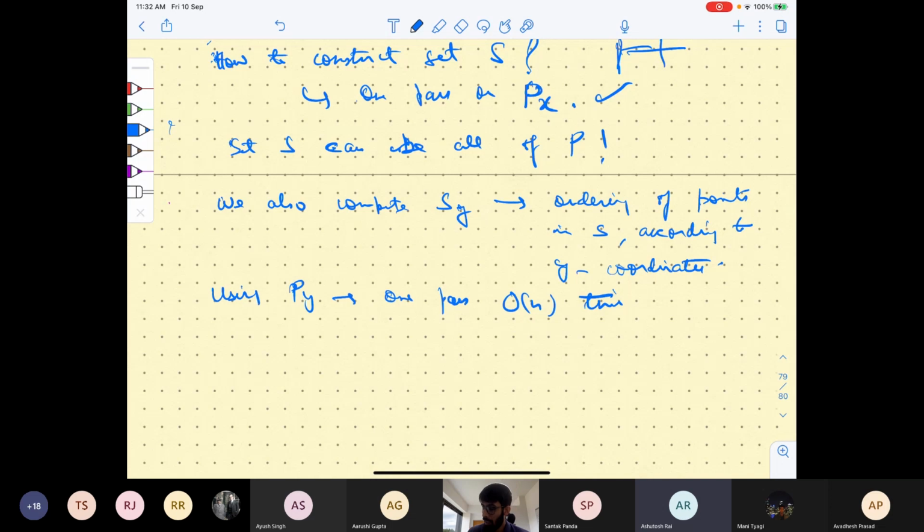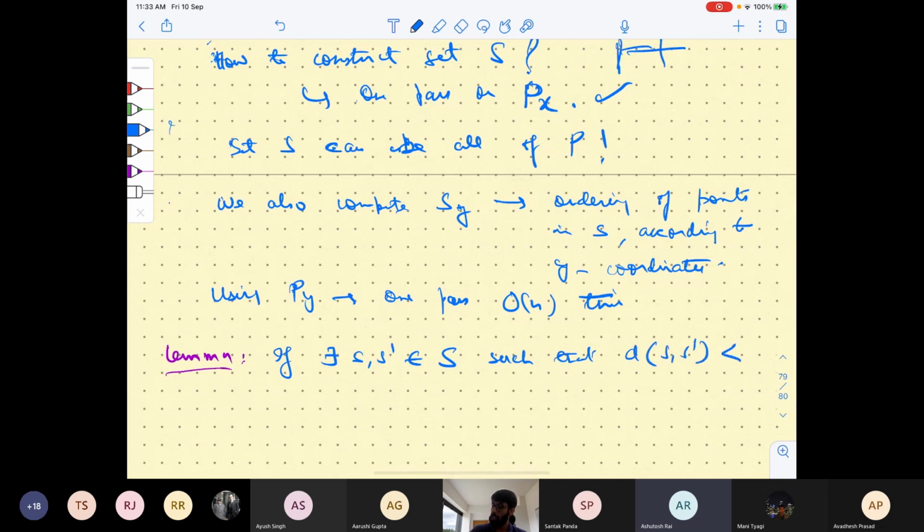And that is fine. Now again, we want to use this information to find such points Q and R. And that is where the next lemma, the crux of the whole argument, comes in: if there exist s, s prime belonging to S such that d of s comma s prime is less than delta, then s and s prime lie within 15 steps of each other, where steps mean positions.